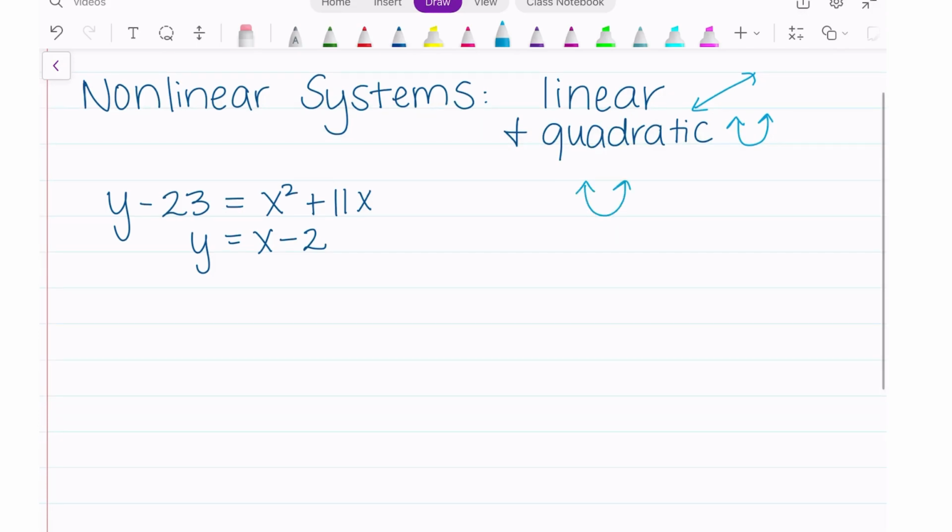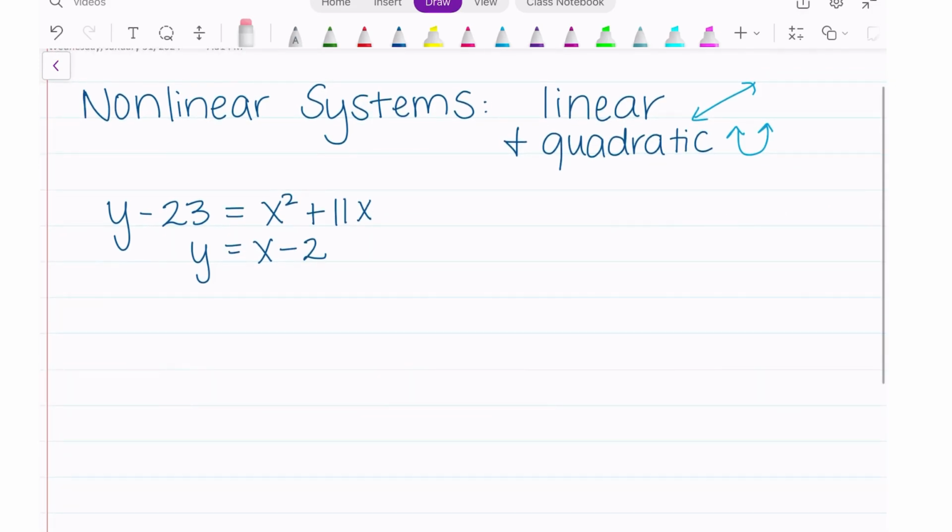Maybe I have a quadratic being intersected by a line and it crosses in these two spots. Or maybe I have an upside down quadratic and the line is just crossing it once. Maybe I have a line that is perfectly horizontal and it's never going to cross. So there's a lot of scenarios that can happen with systems, but what we're looking for is where do they intersect? What ordered pairs or points do they have in common?